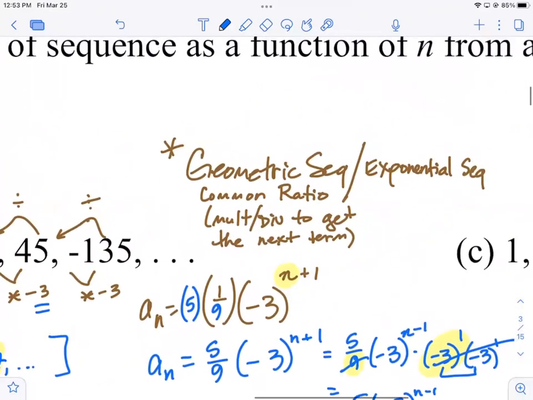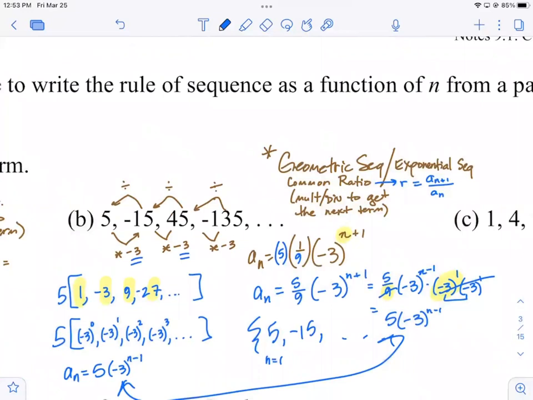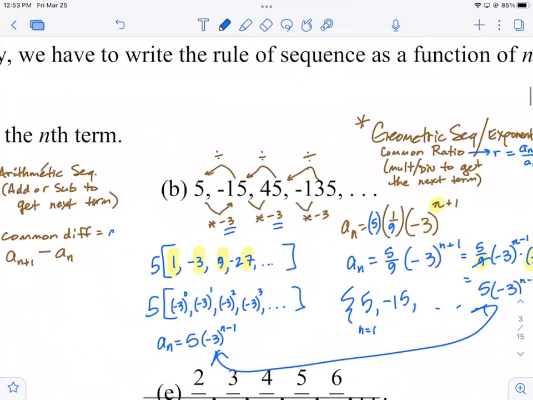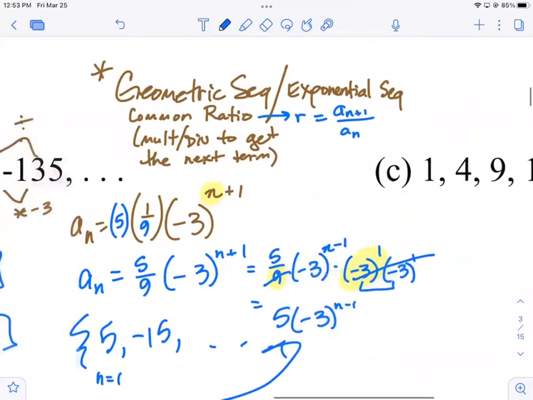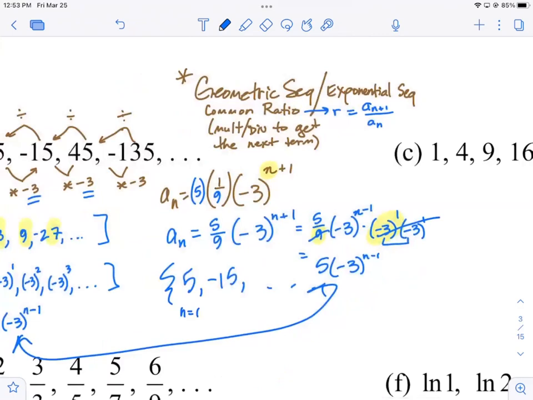Oh, and by the way, to find that common ratio, we're going to give that a name. We're going to call that R, and it's going to be a sub n plus 1 divided by a sub n. A sub n plus 1 is the term that is 1 after the nth term. It's the next term. So you take the one on the right divided by the one on the left. We're going to call that R. The common difference over here is actually called D, but we don't really need to know that. Geometric are the same as exponential. All right, but they're functions of n instead of functions of x.